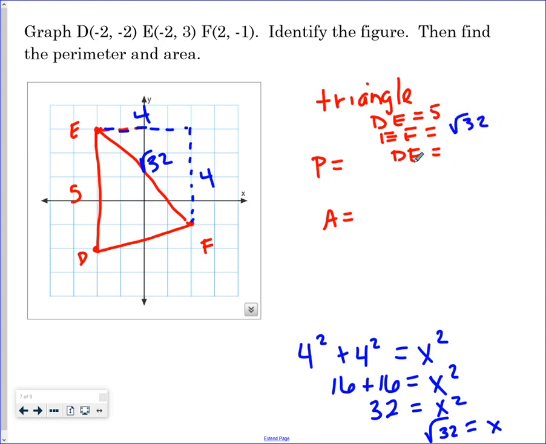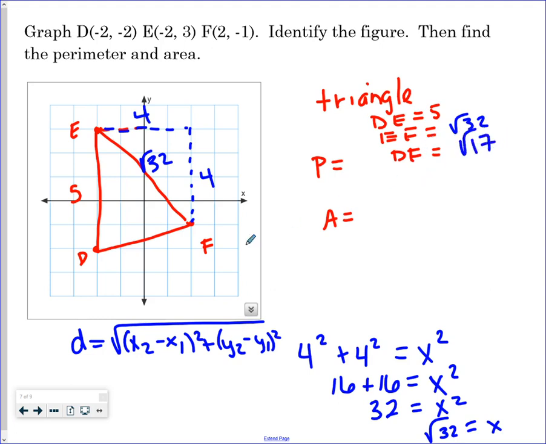So for the other one, for DF, I'm going to make you try it. You can either do your Pythagorean theorem trick or the distance formula. If you've forgotten what the distance formula is, it's square root of x2 minus x1 squared plus y2 minus y1 squared. So I want you to pick one or the other. I'm going to go ahead and put the answer up though, so if you get it wrong, you can tell me as I'm walking around. You should get root 17. If you don't get that, you're going to tell me and I'm going to help you. And then we'll finish it.